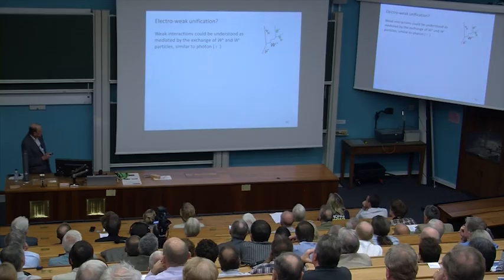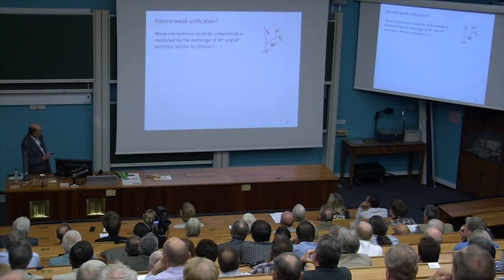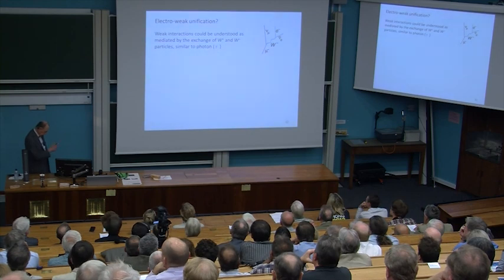This is another typical example of a weak interaction, a muon decaying into an electron and a pair of neutrinos. And that can be understood as mediated by this particle, the W minus. There are two of them, W plus and W minus, with positive and negative charges.